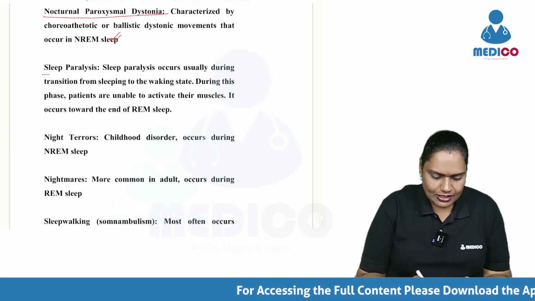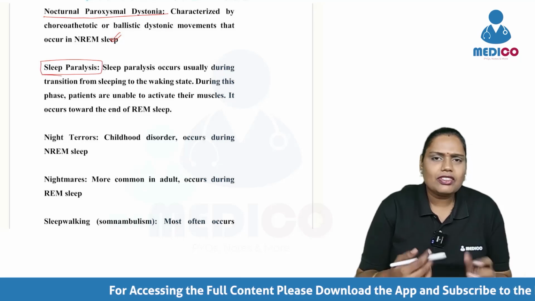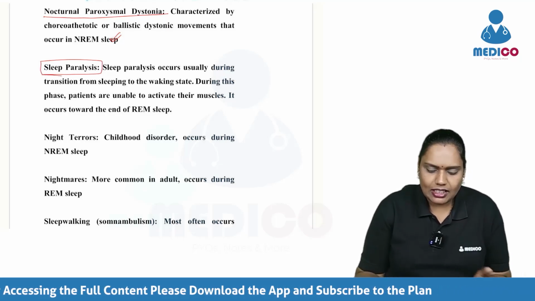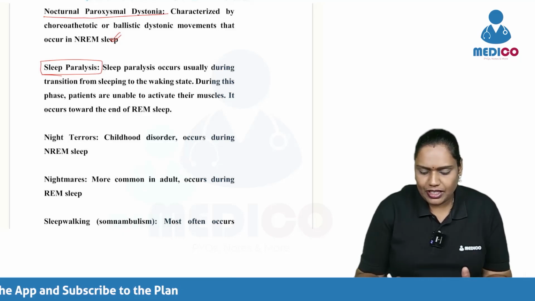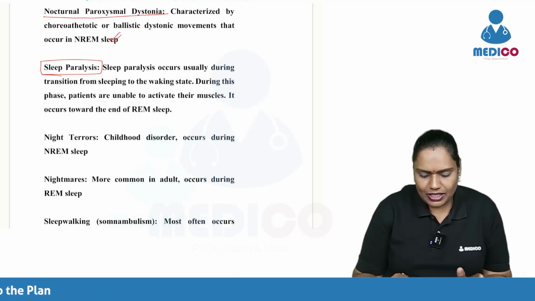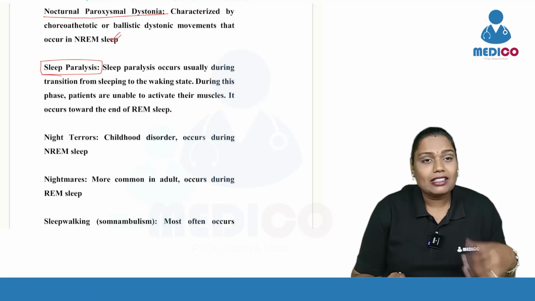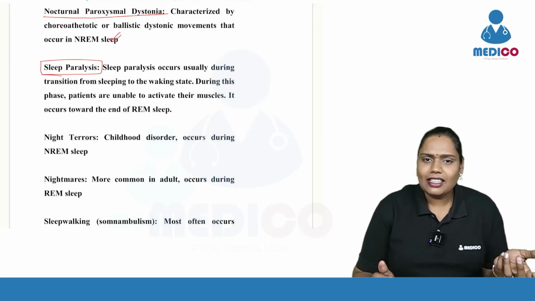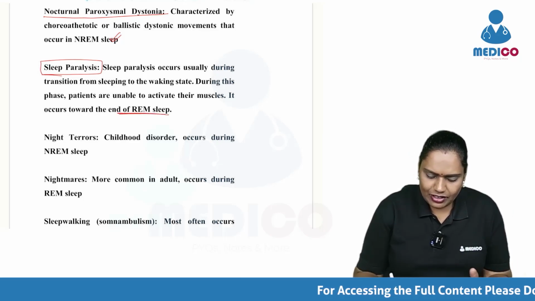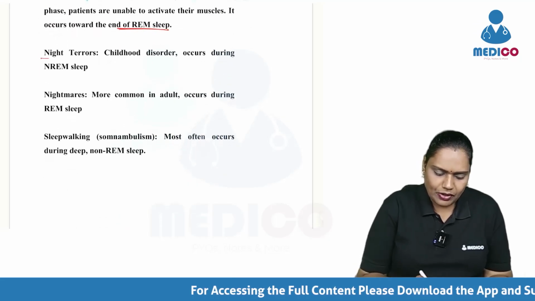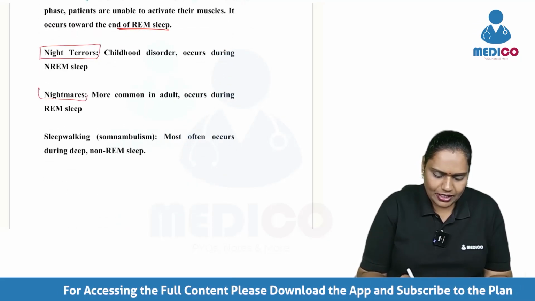Then sleep paralysis. Most of us would have experienced sleep paralysis. It is normal. It usually occurs during the transition from sleeping to the waking state. During this phase, the patient is unable to activate their muscles, but they are awake and feel completely paralyzed. It occurs towards the end of REM sleep. Then two important things: night terrors and nightmares.